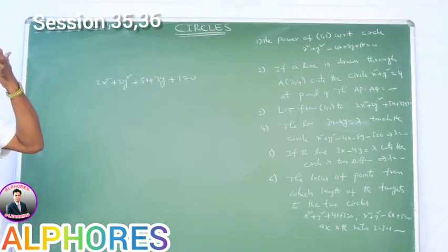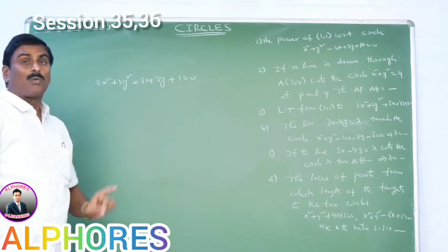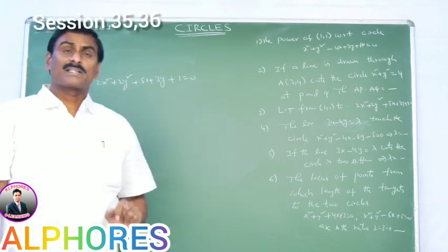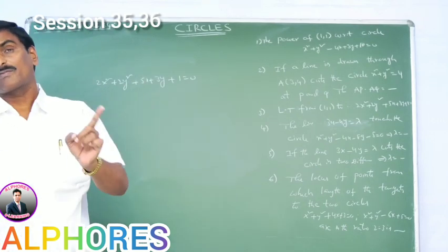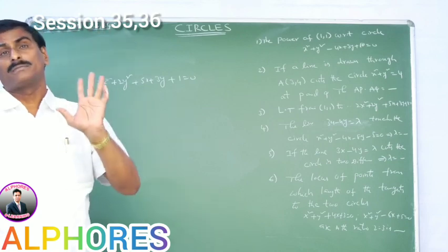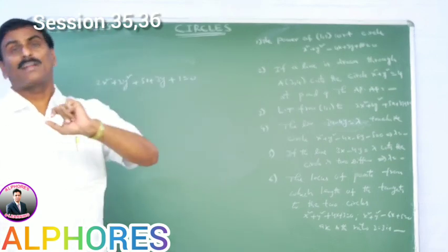Here the equation of the circle is in the form ax square plus ay square plus 2gx plus 2fy plus c. What is the standard form of the circle? The standard form of the circle is x square plus y square plus 2gx plus 2fy plus c. The coefficient of x square and y square must equal 1. Then only it is the standard form. S1 means xx1, not a into xx1.